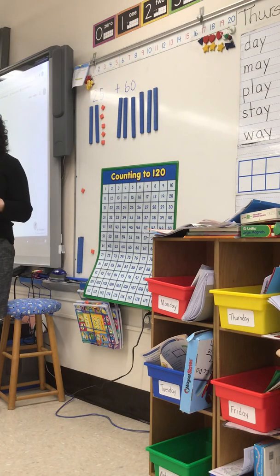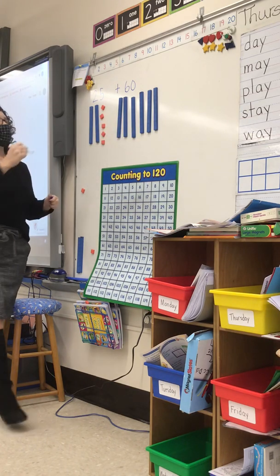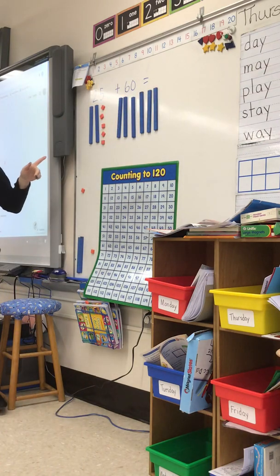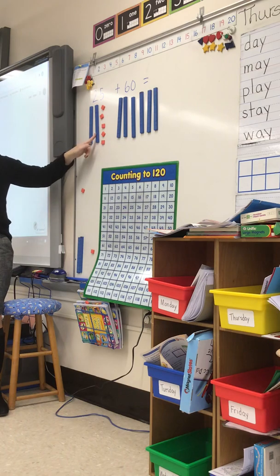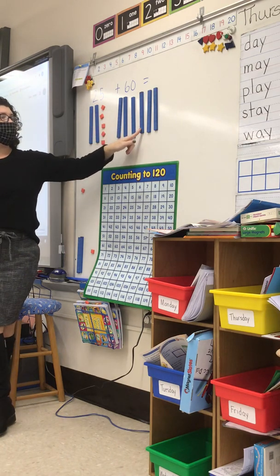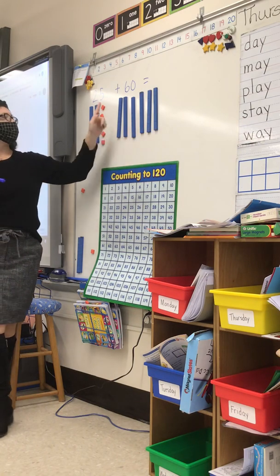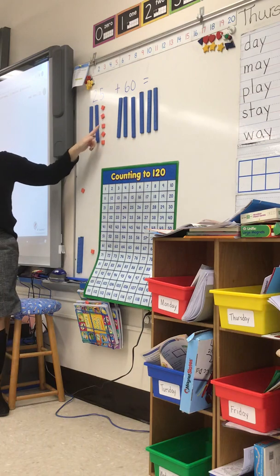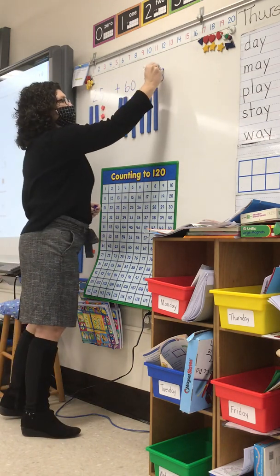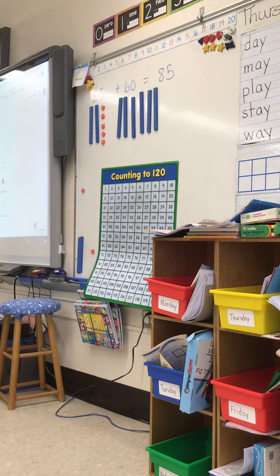Now, when we add these two groups together, we're going to count the 10s first, then the 1s. Let's see what we get. You touch and count. I'm going to do it on the board. Ready? 10, 20, 30, 40, 50, 60, 70, 80. Now count the 1s. 81, 82, 83, 84, 85. When we join 25 plus 60, we can get 85.